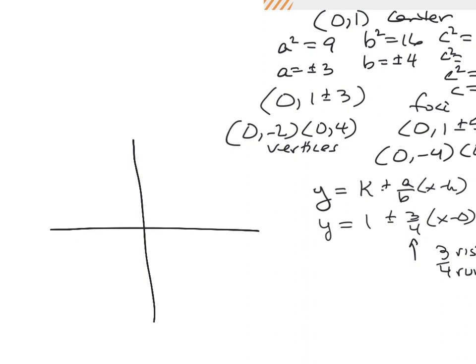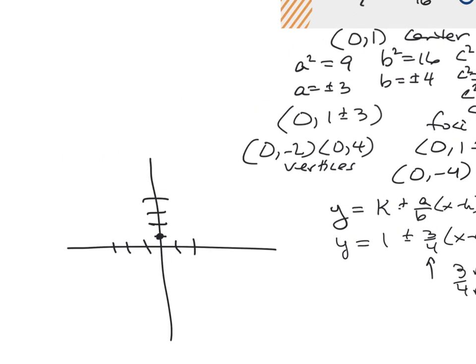Make your x and y axis. My center point is at the ordered pair 0, 1. I'm going to graph in the asymptotes. I'm going to rise 3 and run 4. 1, 2, 3. 1, 2, 3, 4. Add a couple lines here. Same thing over here. And then go down 3. And then over 4. Here are my asymptotes.